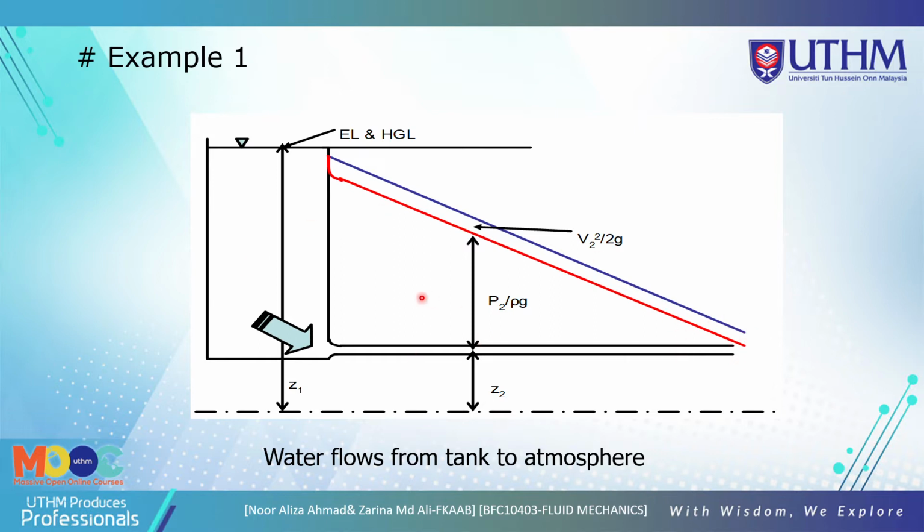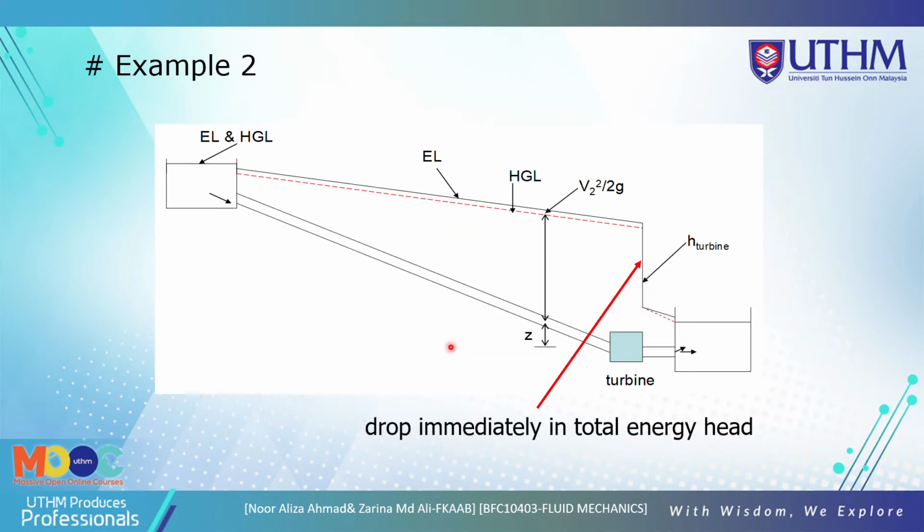You have learned this concept in chapter 3 and 4. For water flowing from the tank to the atmosphere along this pipe, it also includes HF, the friction loss, and also HM, based on this part here. So in chapter 5, we must include HF and HM in the Bernoulli equation.